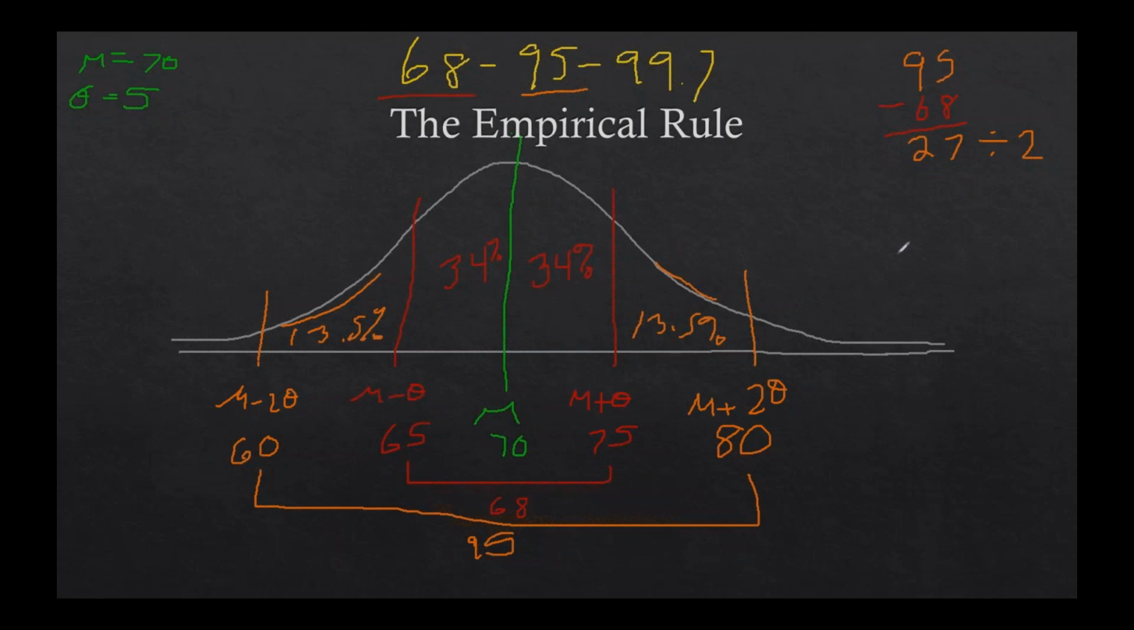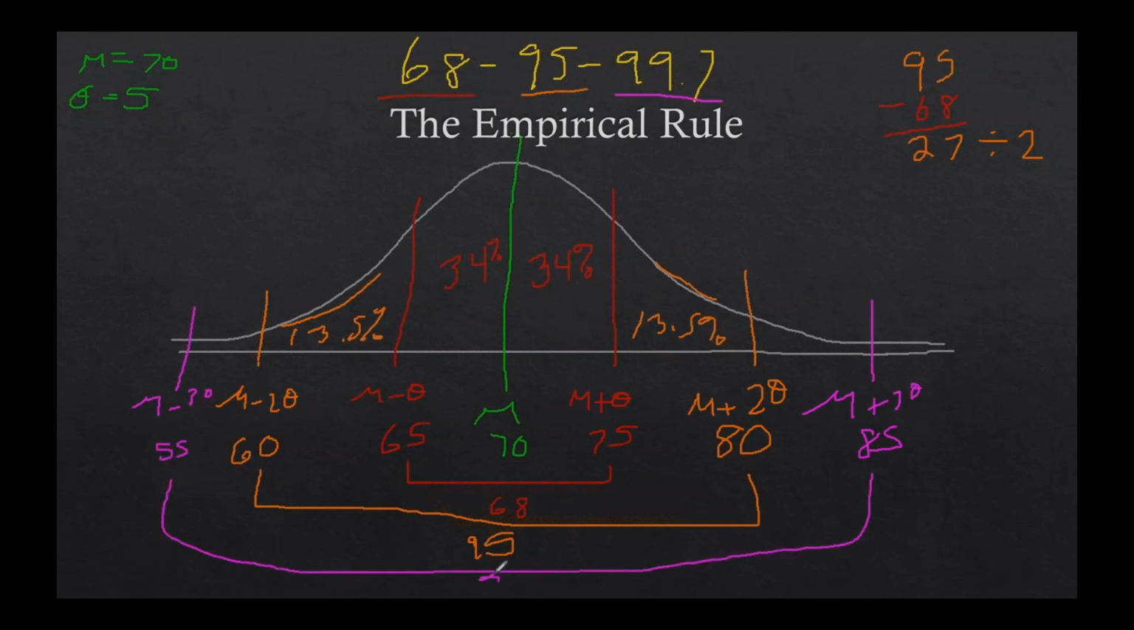All right, so far so good. Now, 99.7% falls within 3 standard deviations of the mean. So if I add another one, I'm at 85 on the right. I subtract another one, and I'm at 55 on the left. So I know that 99.7% of my data fall 55 to 85.